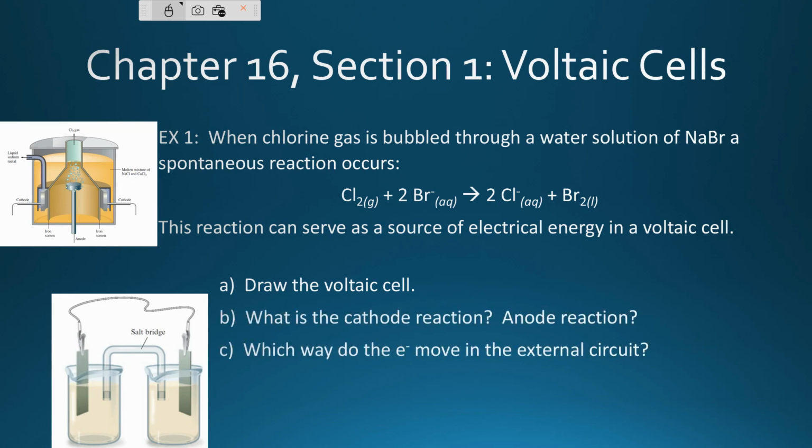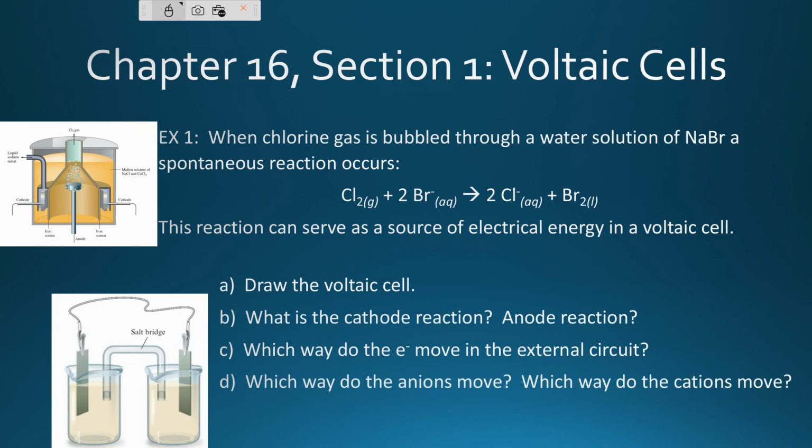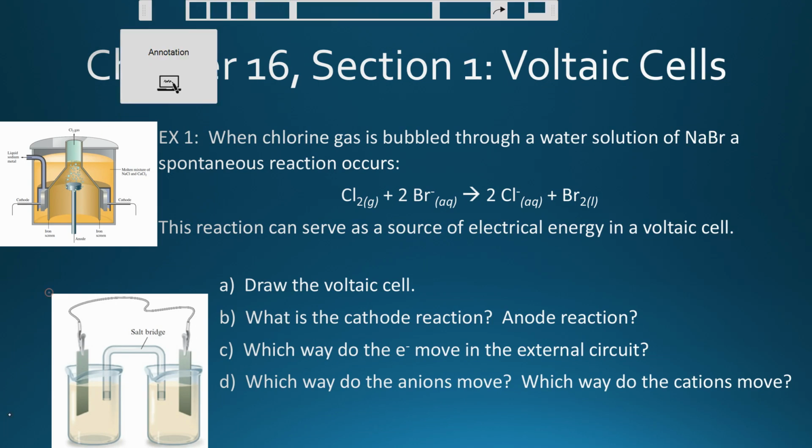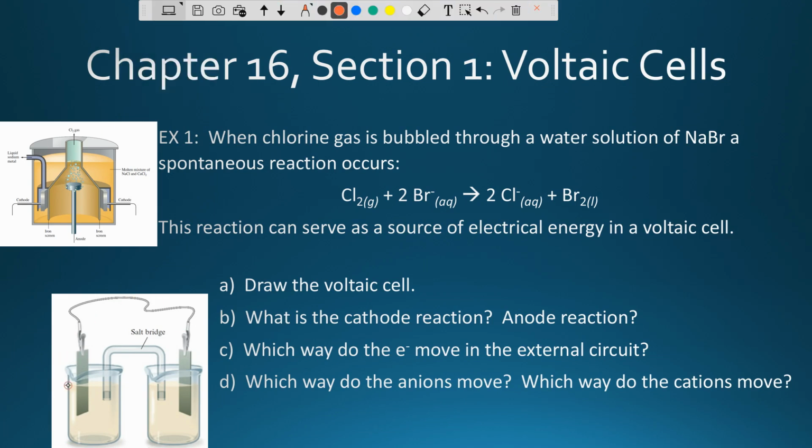We want to draw the cell. We want to see what's the cathode, what's the anode, and which way things are going, basically all the things that I've shown before. So I'm going to cheat because my drawings are not the best. I'm cheating in that I've set up this voltaic cell in the first place. Let's take a look and we'll draw the voltaic cell. We have our metals and so on. But before I can label what's on there, we've got to analyze what's going on in the equation.